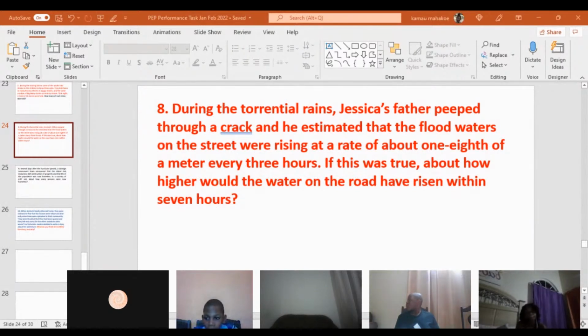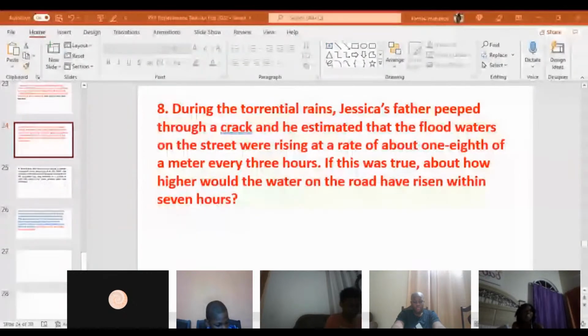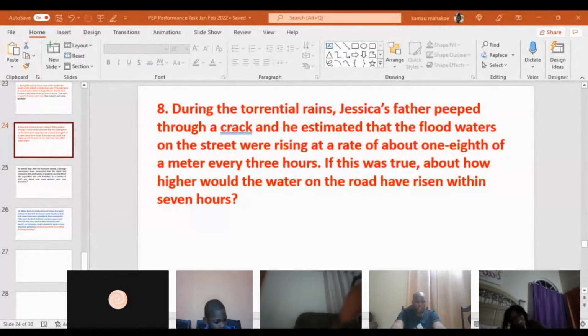So how does the 7 come into it? Miss, 3 to 6 plus 1, 7, if that's what you're talking about. They want to know how high it would have risen in 7 hours, right? Yes, Miss. But 12.5 can't go into 7. Sorry, Miss, 3 can't go into 7. Okay, so find out for 1 hour. If it's 12.5 every 3 hours, how much is it for 1 hour?